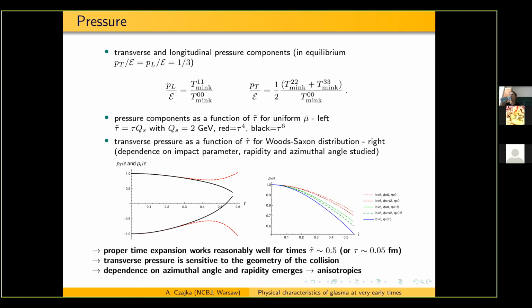Okay, then we also studied pressure. On the left, we see the transverse and longitudinal pressure as a function of tau, and we see the same as for the energy density: this method works reasonably well for times up to 0.055 Fermi, and within this time the system approaches equilibrium. We also see that in the Wood-Saxon case the transverse pressure is quite sensitive to the geometry of the collision, and this sensitivity appears as a dependence on azimuthal angle and rapidity. Therefore, we observe some anisotropies.